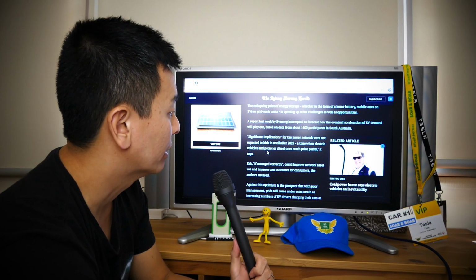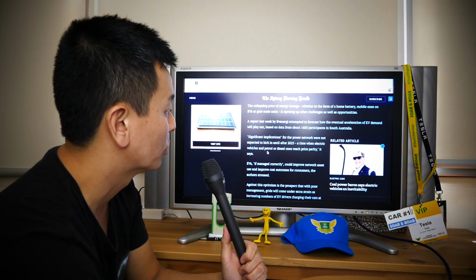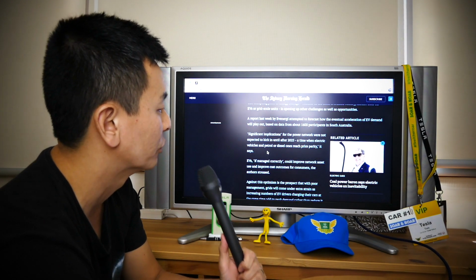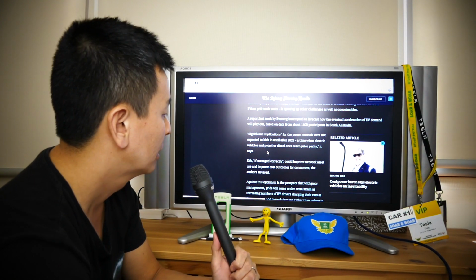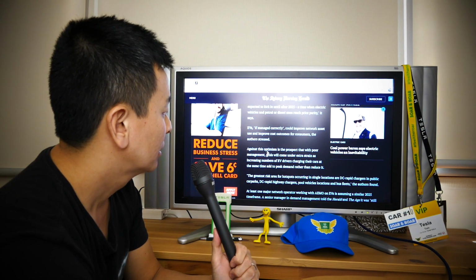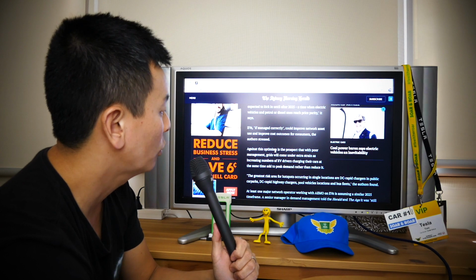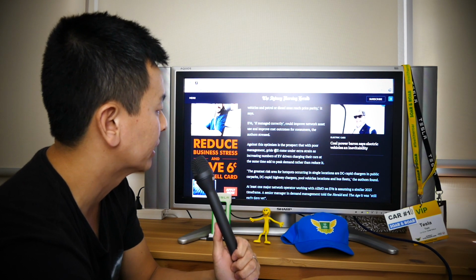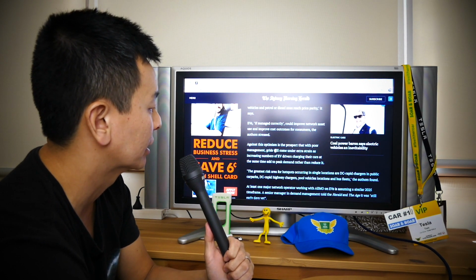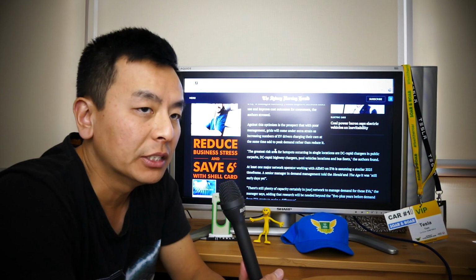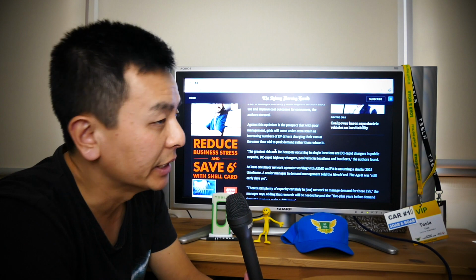Significant implications for the power network were not expected to kick in until after 2025, at which time electric vehicles and petrol and diesel ones reach price parity. Interesting. Okay. Yes, this is what I said here. Against this optimism is the prospect that with poor management, grids will come under extra strain as an increasing number of EV drivers charging their cars at the same time add to peak demand rather than reducing it. That's kind of been in the news recently about how EVs are going to strain the electric grid.